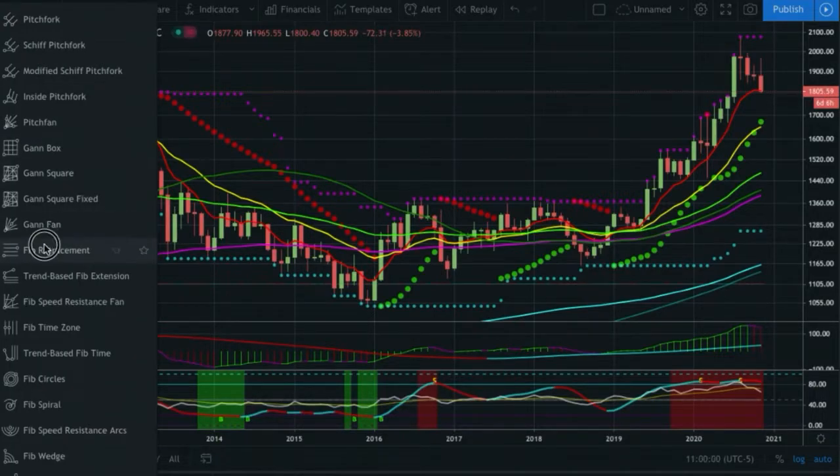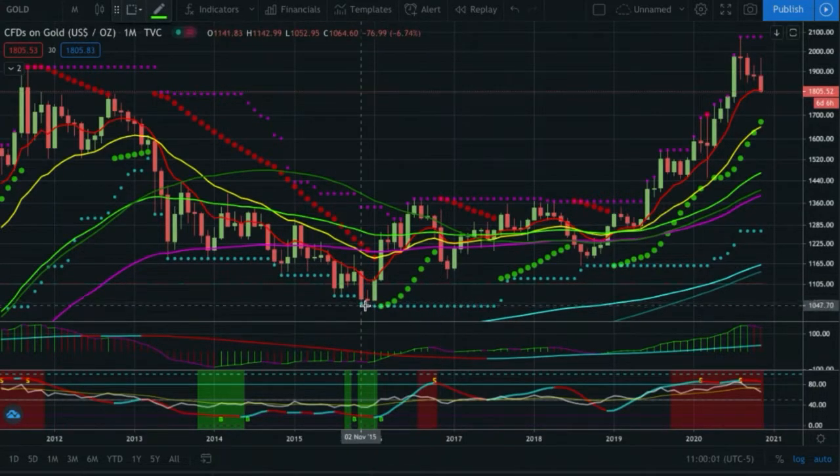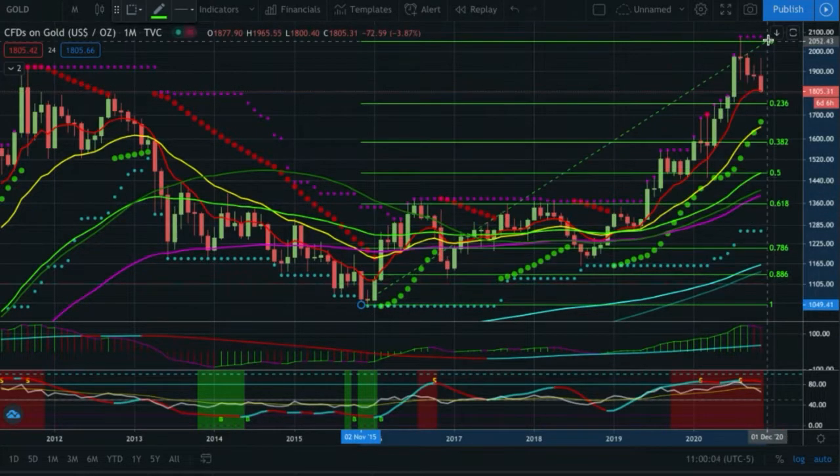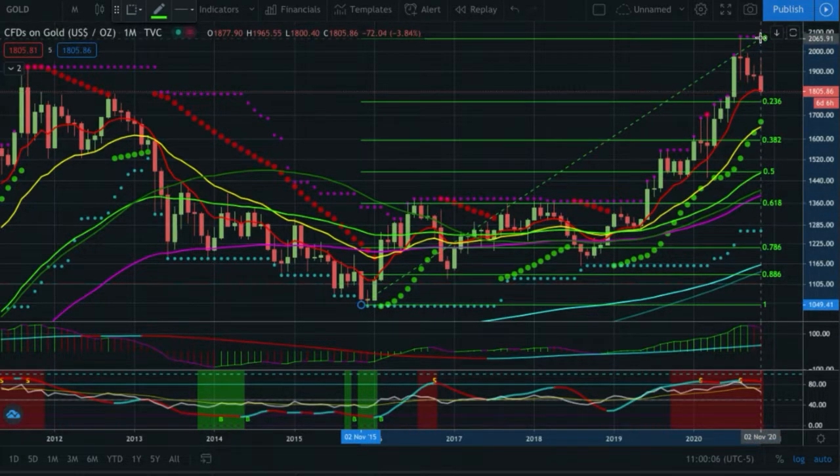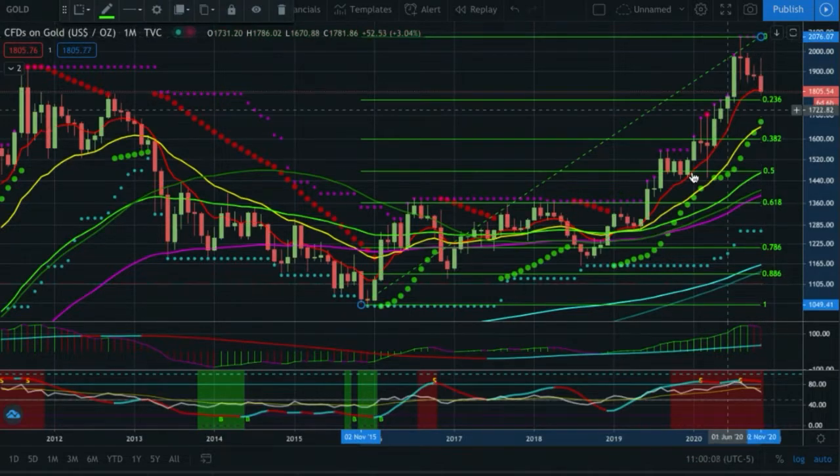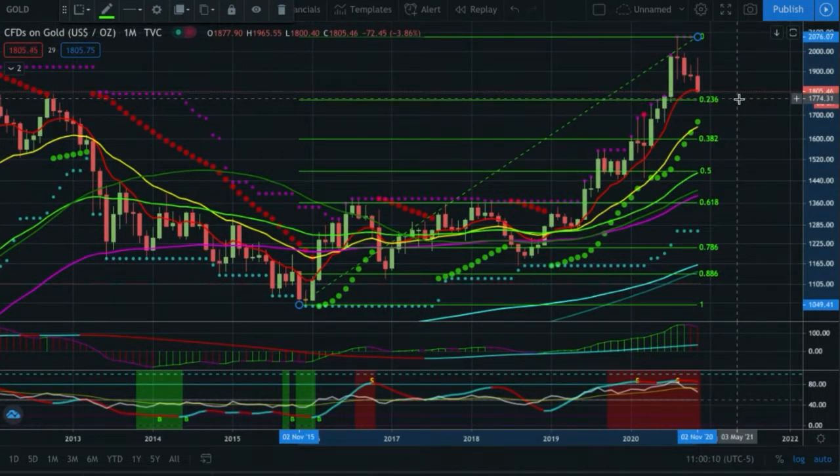And if we just pull up a fib retracement here from the low during the bear market to the high during this past little run up, essentially the 236 is going to come in right around 1775. The 382 is going to be a little closer to 1600. 0.5 will be coming in at 1472, and then the 618 back down at 1363.